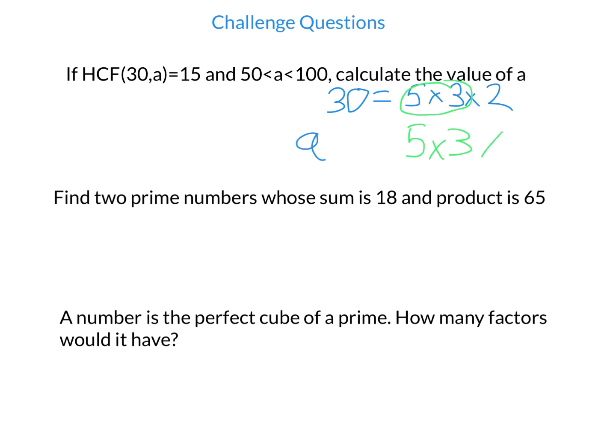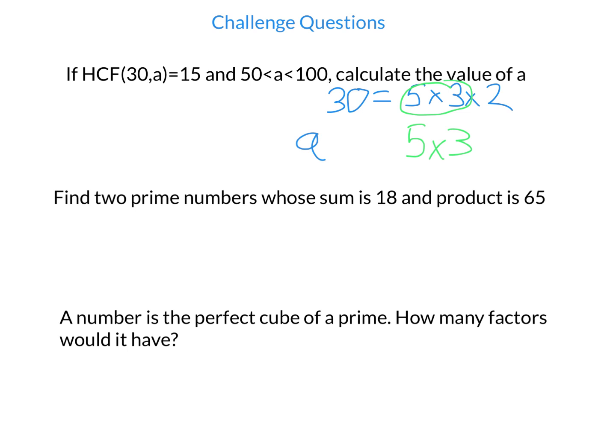So I could multiply it by 3, but 5 times 3 times 3 is 45, and 45 is not between 50 and 100. The highest common factor of 30 and 45 would indeed be 15, but I don't want that number because it's not between 50 and 100 like the question asked. So let's try the next prime number.